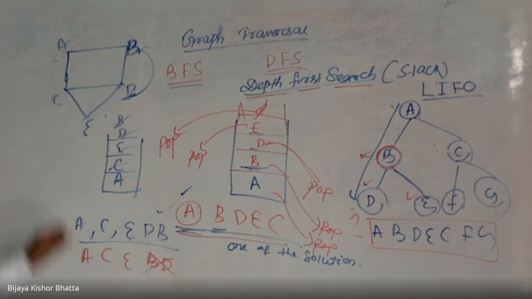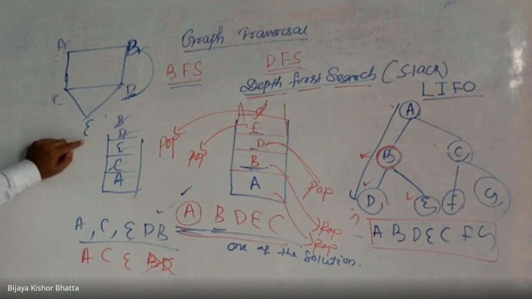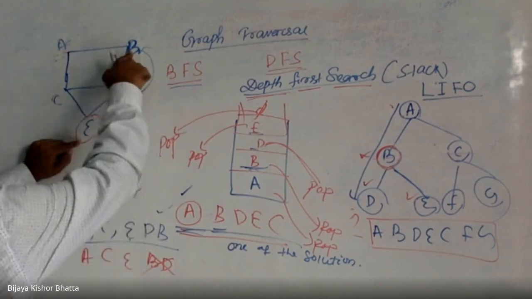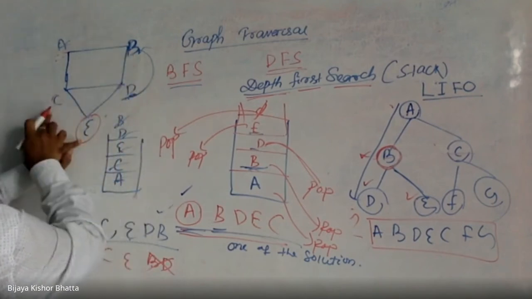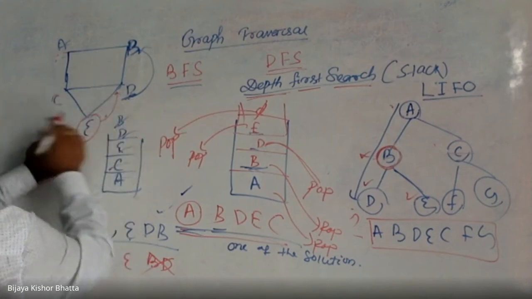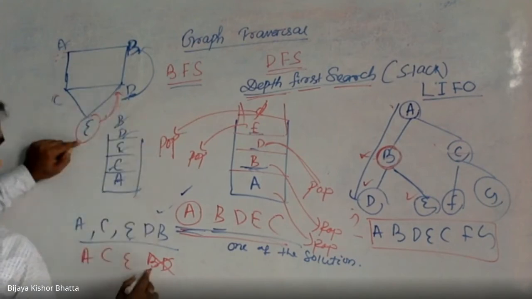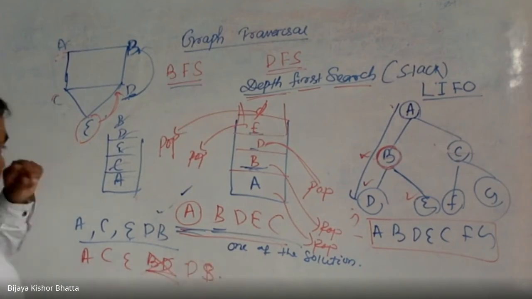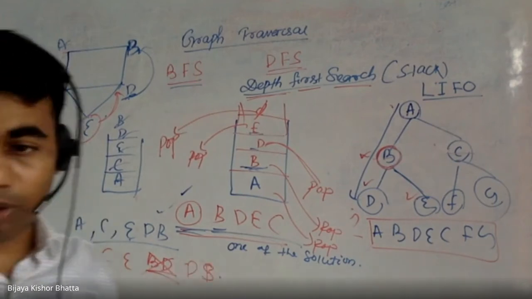B, D is not possible because whenever you are at E, you must see where can I reach, right? From E, you cannot go to B. You can go to C, you can go to D. So you have only one option. Because C is already completed, you will go to D. So that's why B, D is not possible. Rather, it will be D, B. Is it clear why B, D is not possible?